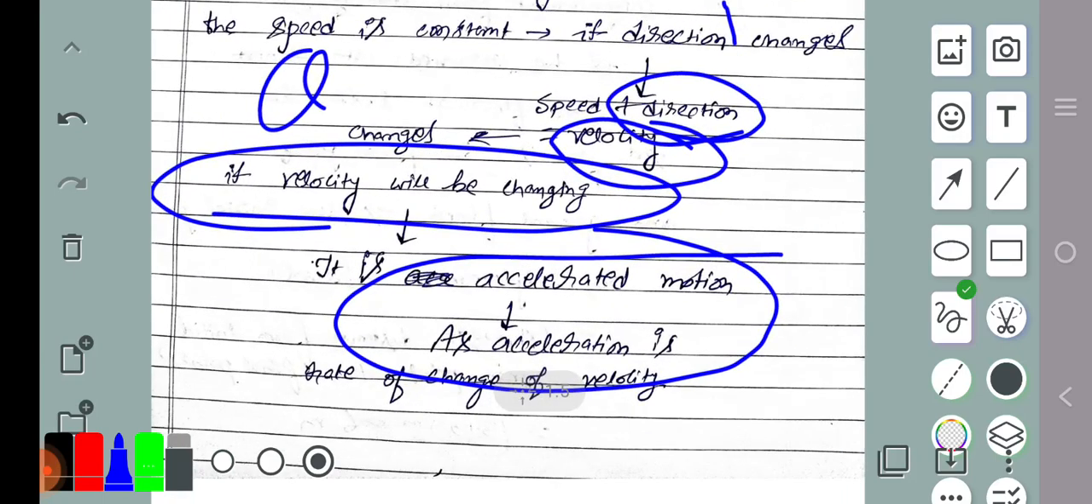If velocity were not changed, with initial velocity and final velocity all the same, then the acceleration would be 0. But here the speed is constant and the direction is not mentioned. The direction might be changing, right? So that's why acceleration will be there.